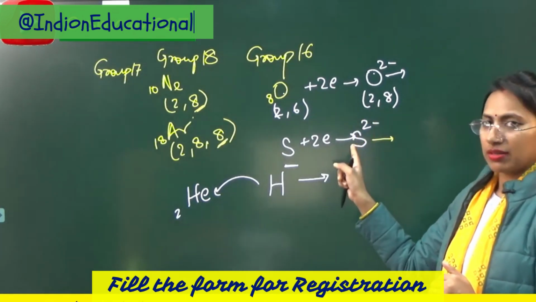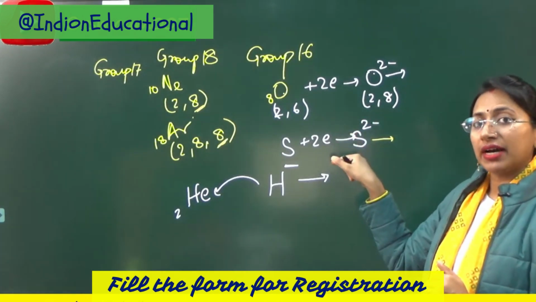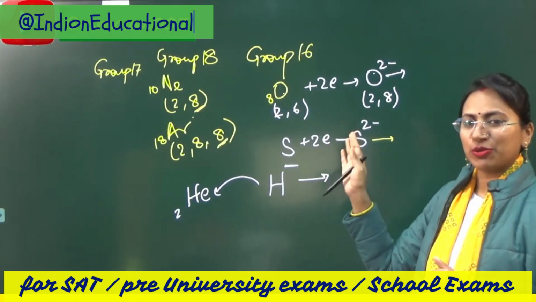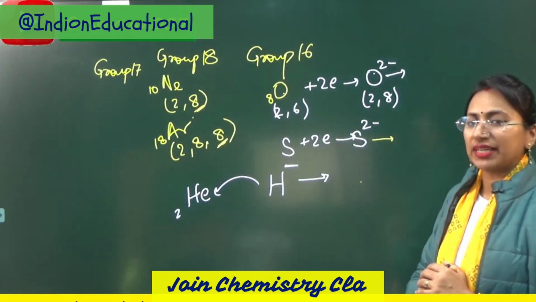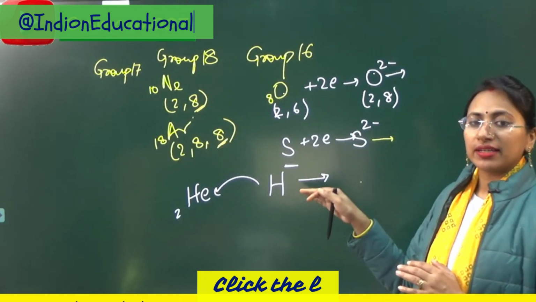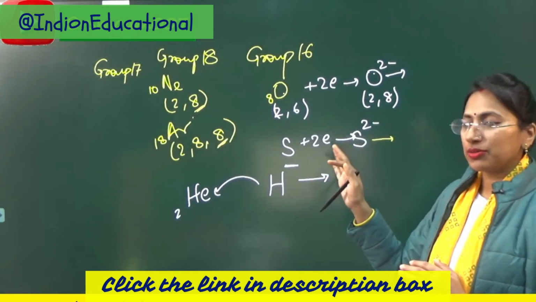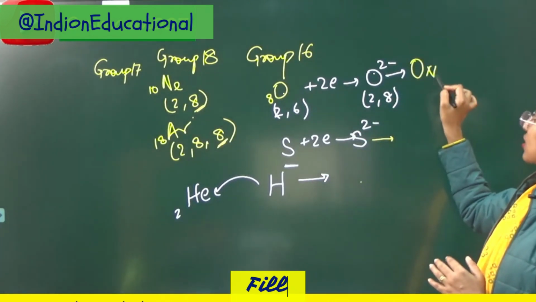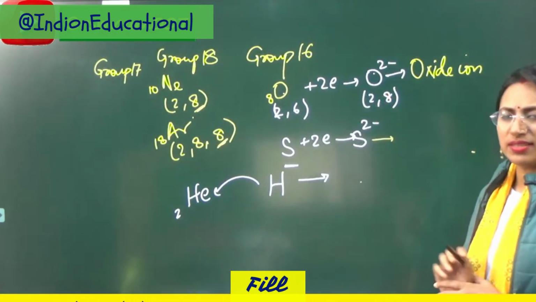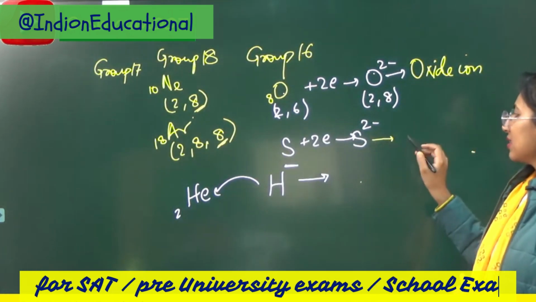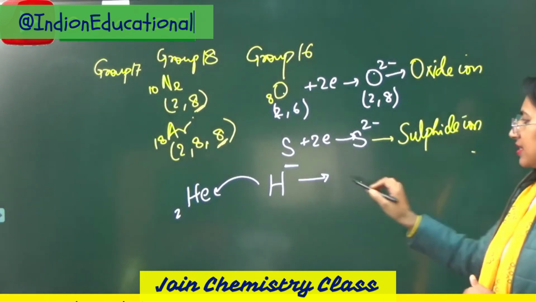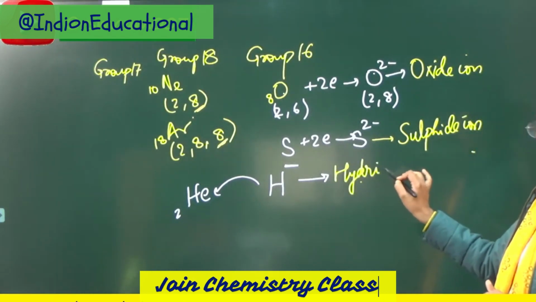For sulfur, we have to write sulfide ion, IDE, okay. The last few letters are removed and we call it sulfide ion. In case of hydrogen, we write it as hydride ion. Got it? So the name here will be oxide ion. This is the general oxide form. There are some more oxides, we will learn about them. And this is the general sulfide ion. This is hydride ion.